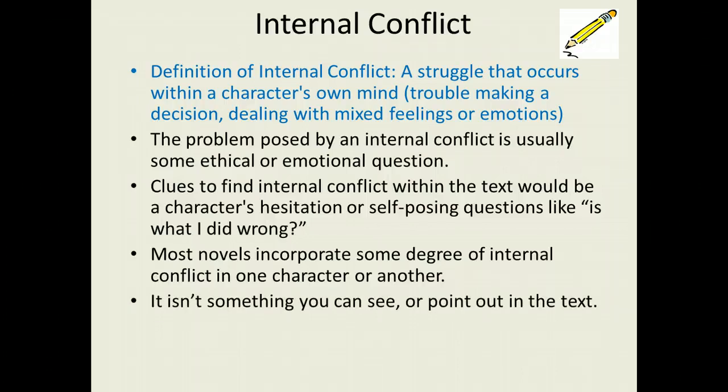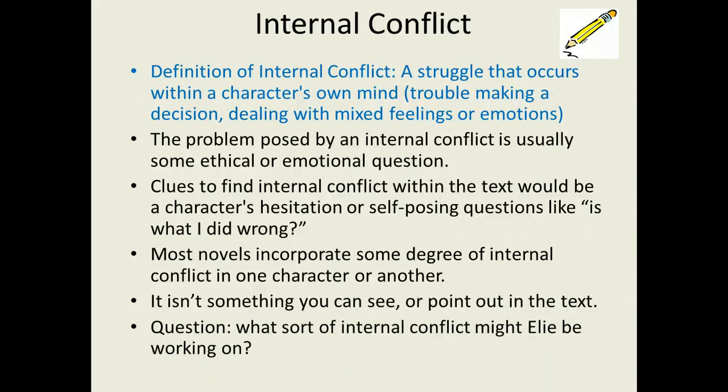It's really not something that you can see. It's not a tangible thing. It's not necessarily something you can always point out in the text. It's going to be a little bit more of an implicit meaning as you see the character battle within itself and change. So, I kind of already answered this question for you, but what kind of internal conflict might Elie be working on as we see his transformation from the beginning of the novel to the end of the novel?